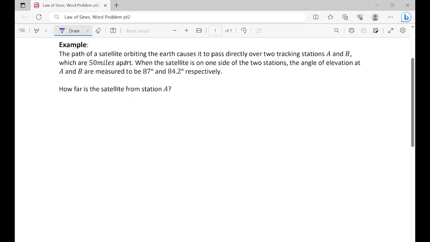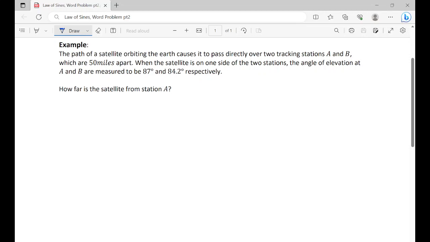The path of a satellite orbiting the Earth causes it to pass directly over two tracking stations A and B, which are 50 miles apart. When the satellite is on one side of the two stations, the angle of elevation at A and B are measured to be 87 degrees and 84.2 degrees, respectively. How far is the satellite from station A?